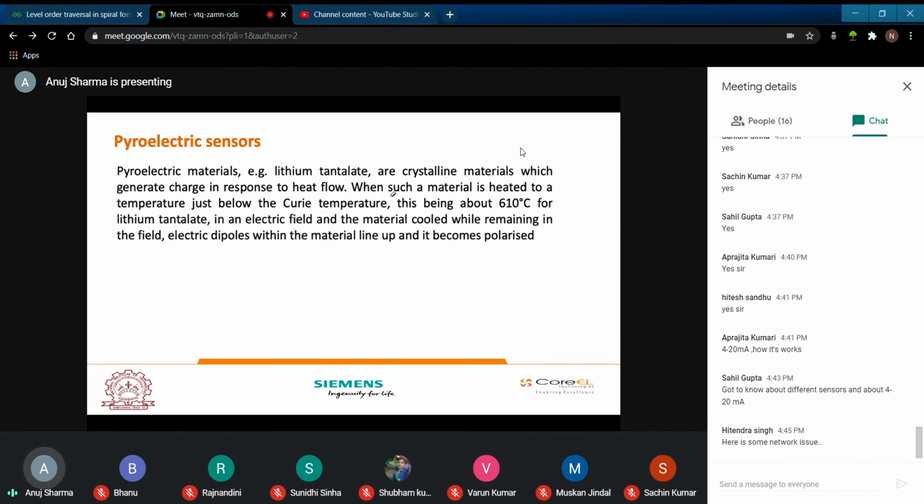Then you have pyroelectric sensors. Pyroelectric means because of heat. You just need to memorize the material: it is lithium tantalate. A question might be asked what kind of material is used in pyroelectric sensors, so it is lithium tantalate. Again, it senses not temperature but the heat flow. Temperature is different, heat flow is different. You can say heat flow is the flux of heat that is traveling. Similar to current, the current is analogous to heat flow, and temperature is analogous to voltage.